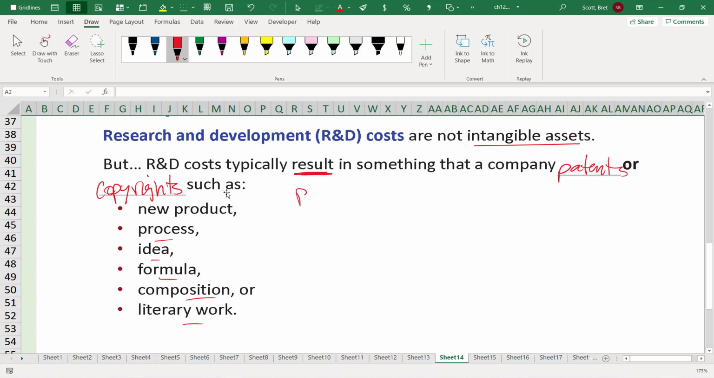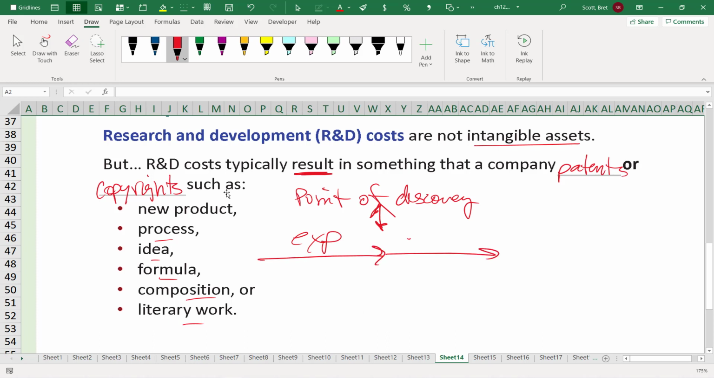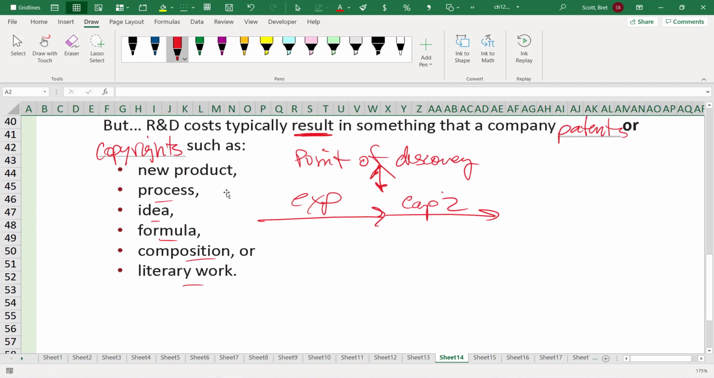So think about the point of discovery. Expense, then you can capitalize. That's a general rule of thumb. I'm not going to ask you to figure that out. I just want you to be aware that there is a timeline to all this stuff.